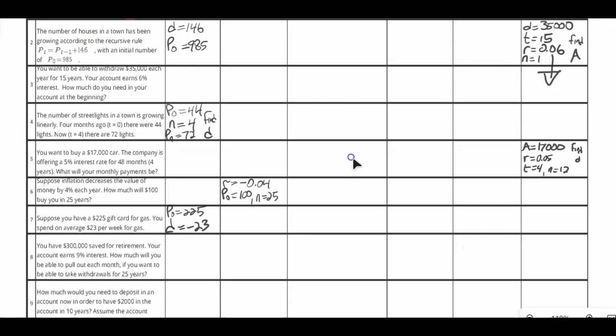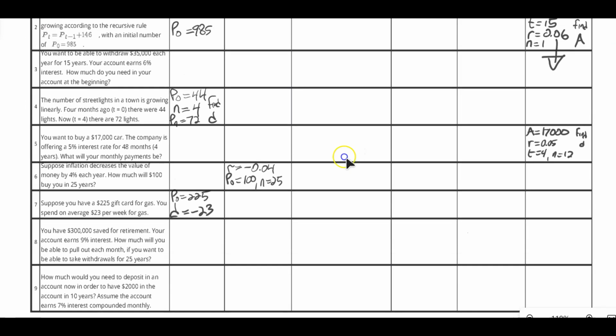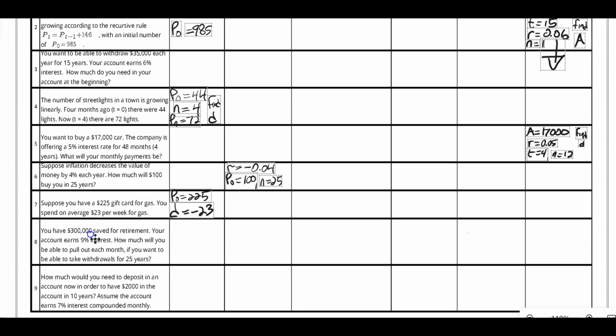All right, let's read the next one, and then we'll go up to the formulas. You have money saved for retirement. Your account earns 9%. How much will you be able to pull out each month? All right, pull out each month is the key. That's a withdrawal, and it's every month. And then they even use the word withdraw.